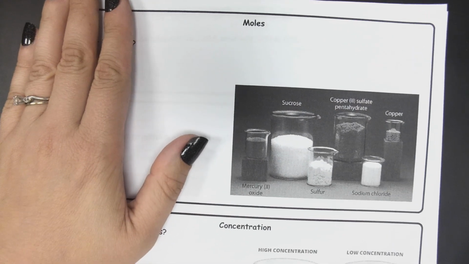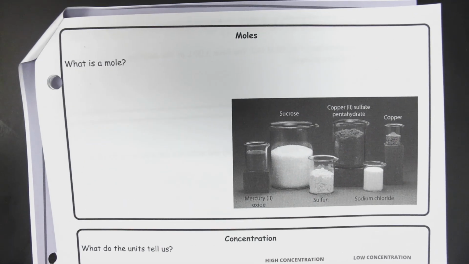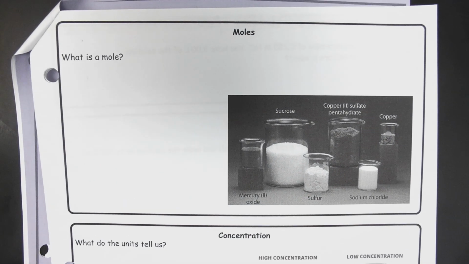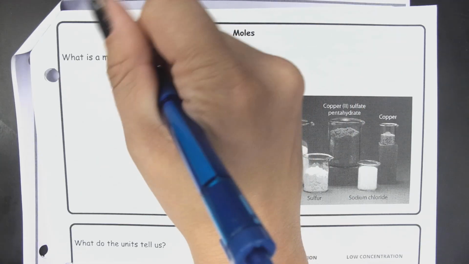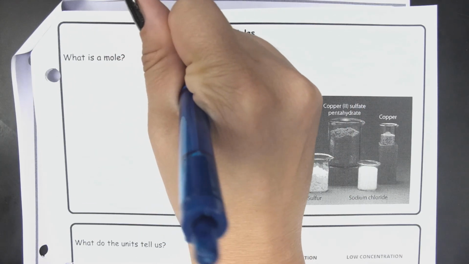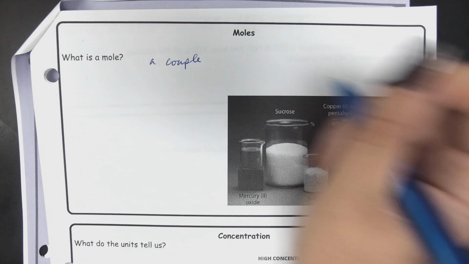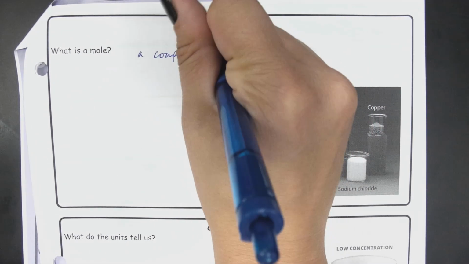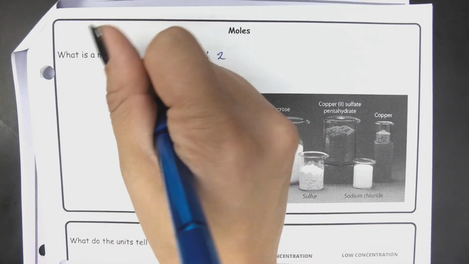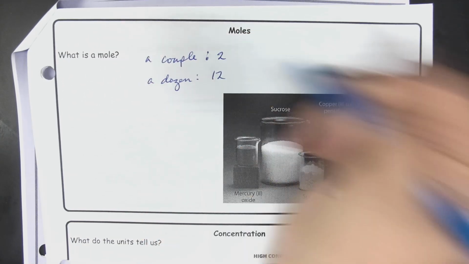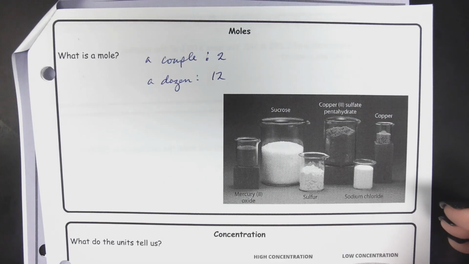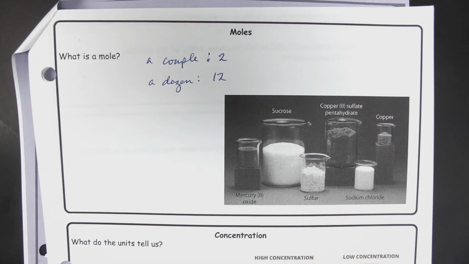What is a mole? All right, we're on to page 7. Reminder that a mole is a counting unit, just like a pair or a dozen. Like if you have a couple, right? If you have a couple, then that means that you got 2 of something. And if you have a dozen, then you have 12 of something. Those are both examples of counting units, okay?